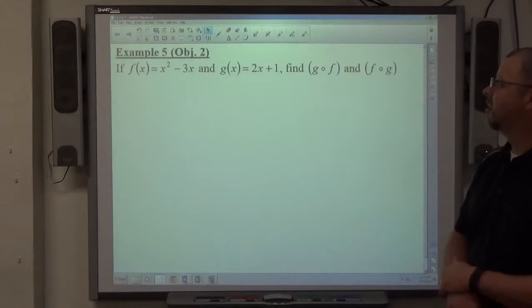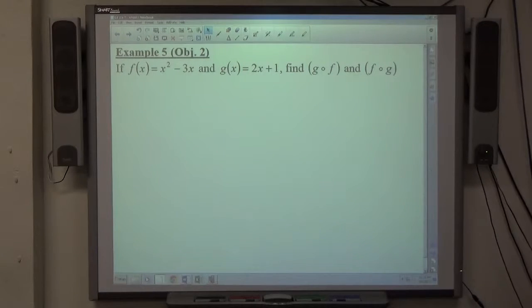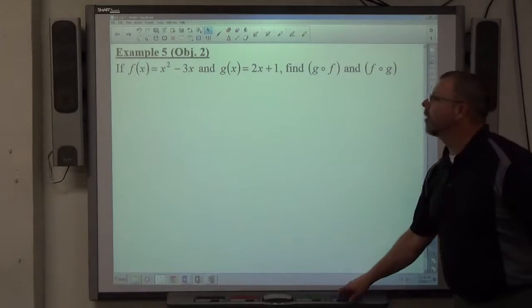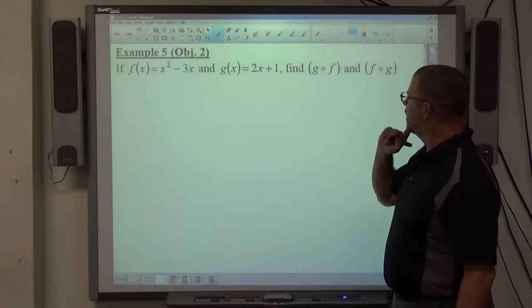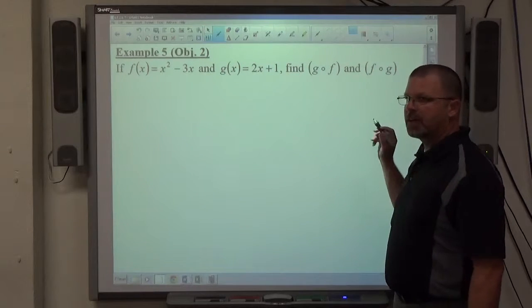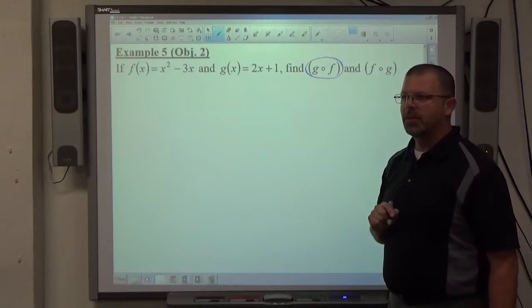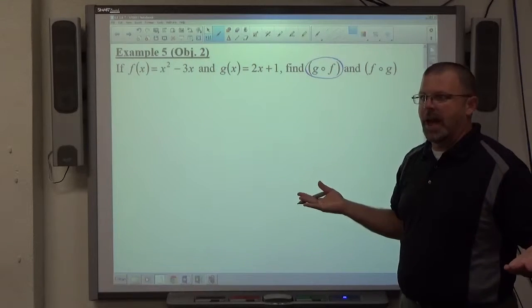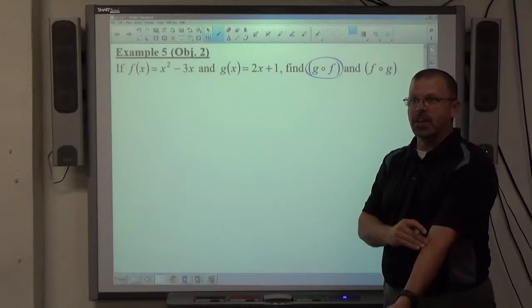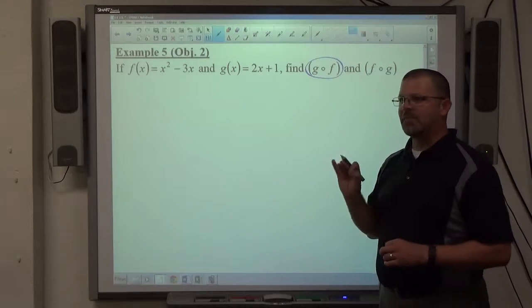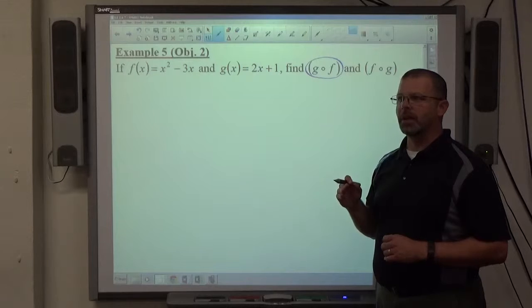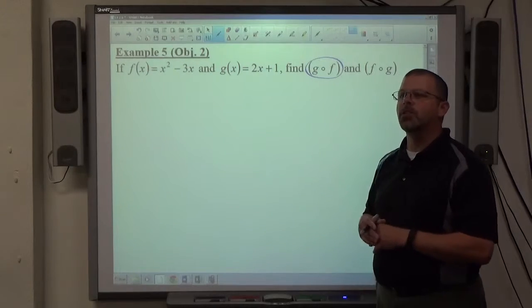Example 5, f of x equals x squared minus 3x and g of x equals 2x plus 1. They want us to do the composition of g of f of x and f of g of x. And this is the notation the book really likes to use. It's an accurate mathematical notation. It's not illegal to use it. It's not very useful though. It's not easy to tell what they want you to do with that.